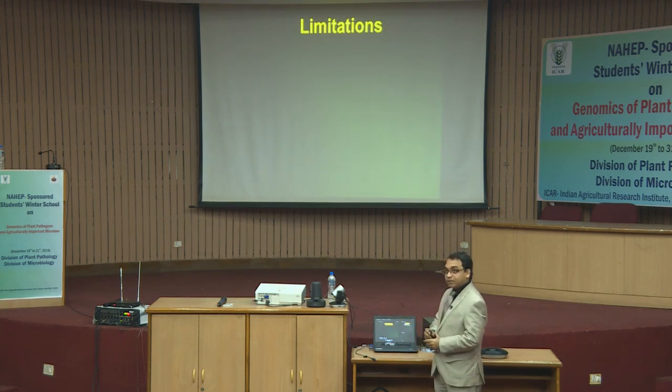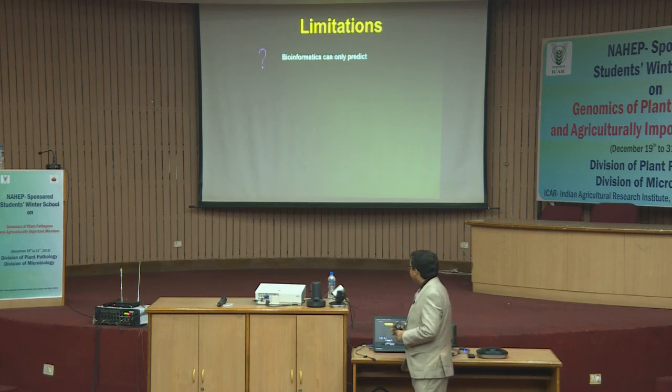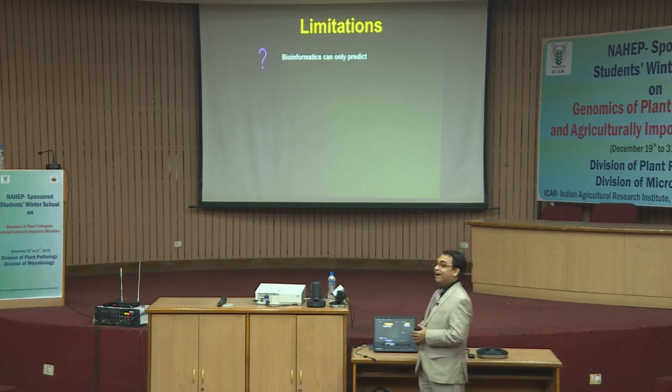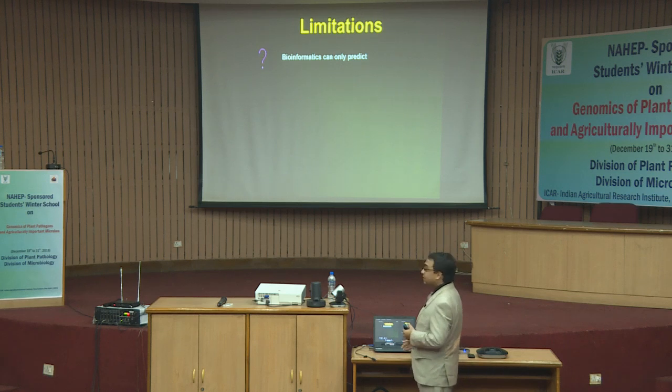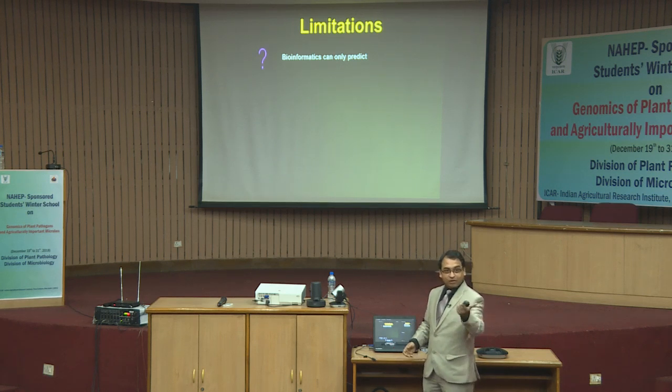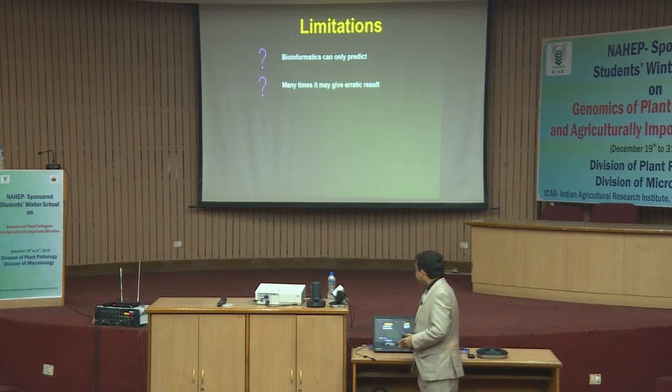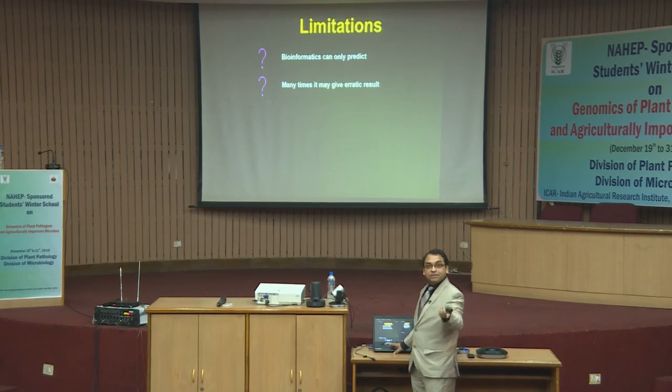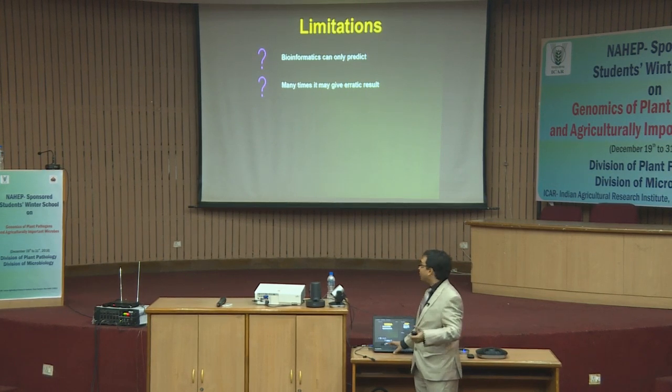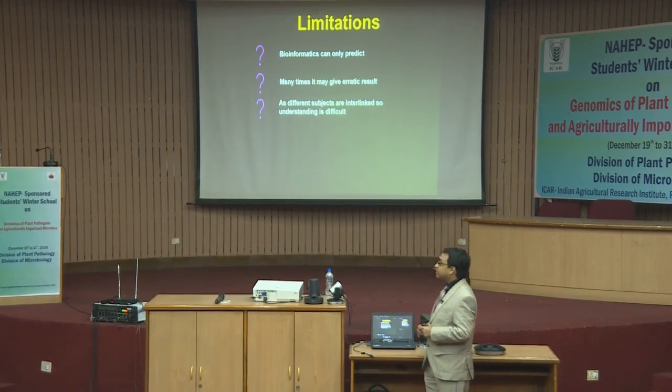So, bioinformatics and other things have many limitations also. There are many good things, but the limitation is that it can only predict, it cannot tell you, it cannot dictate to you. Many times it gives erratic results, and most of the time this is due to the user who is using the software, and different subjects are interlinked.